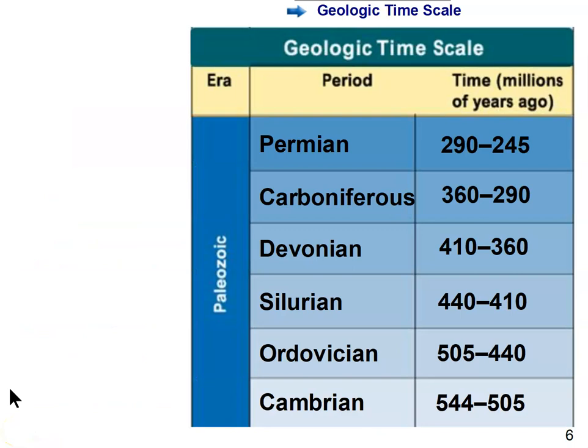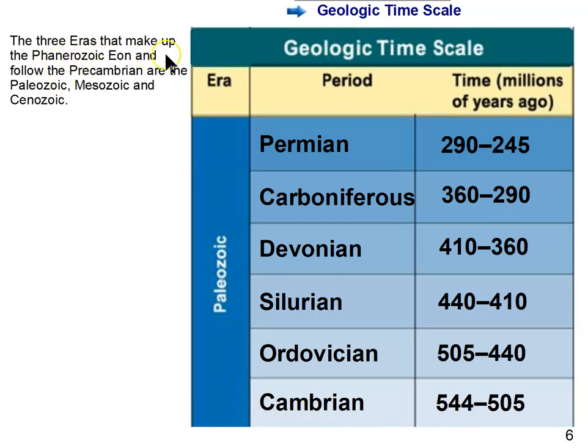So here we go from the Precambrian era to the Paleozoic era. And again, Precambrian refers to before the Cambrian period. So here it is, the Cambrian period, beginning 544 million years ago after the Vendian period.